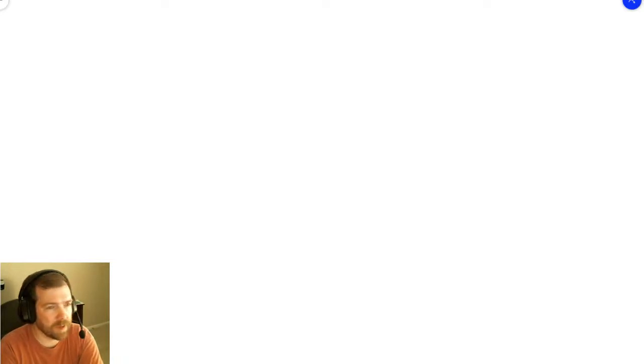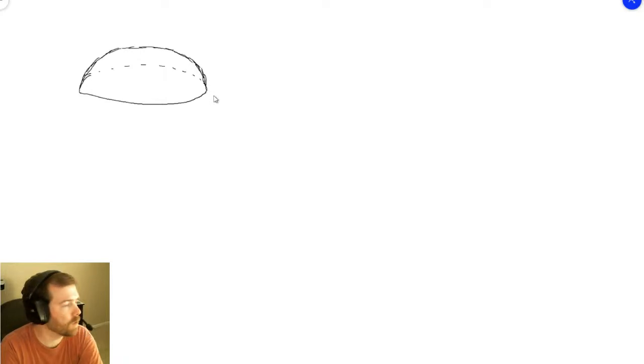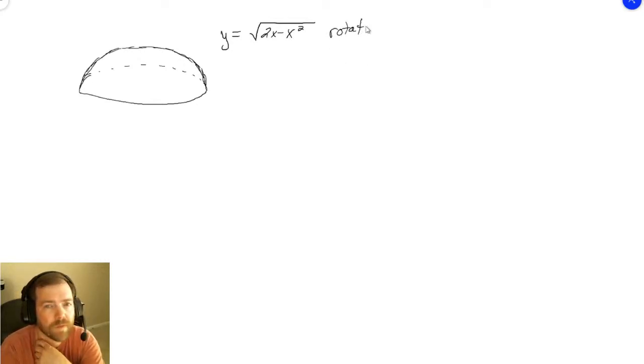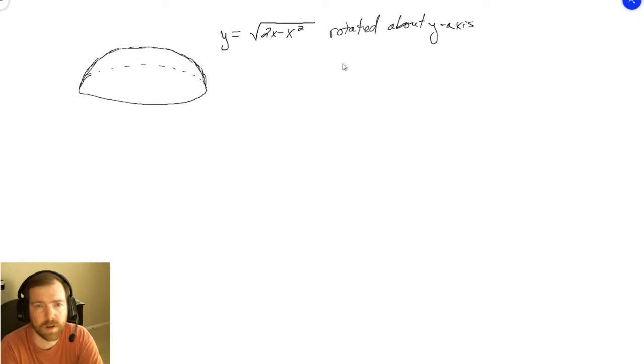So the base of a lamp is being constructed by taking a quarter of a circle, y equals the square root of 2x minus x squared, rotated about the y-axis from x between 1 and 2.